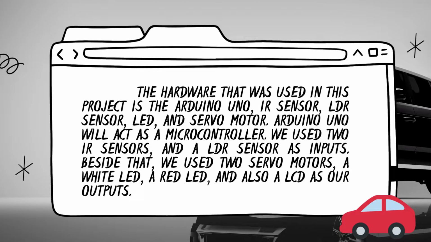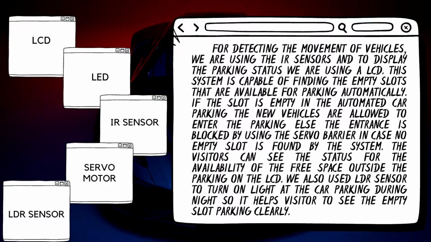The hardware that was used in this project is the Arduino Uno, IR sensor, LDR sensor, LED, and servo motor. Arduino Uno will act as a microcontroller. We use two IR sensors and the LDR sensor as the inputs. Besides that, we use two servo motors, a white LED, a red LED, and also an LCD as our outputs. For detecting the movement of vehicles, we are using the IR sensors, and to display the parking status, we are using an LCD. This system is capable of finding the empty slots that are available for parking automatically.